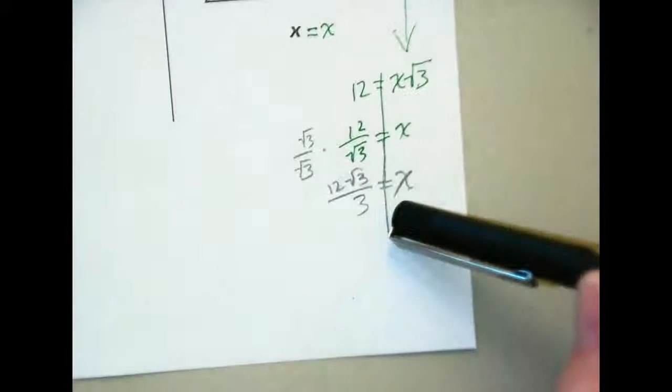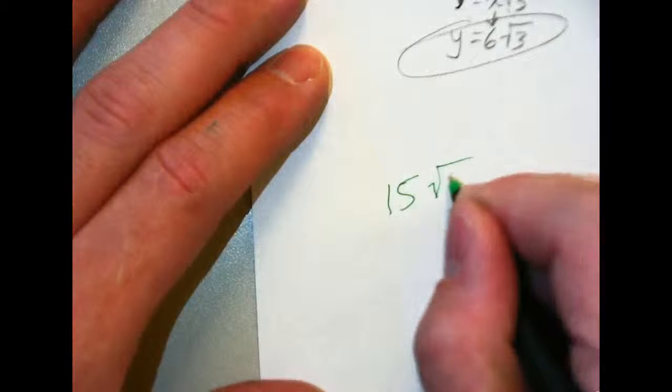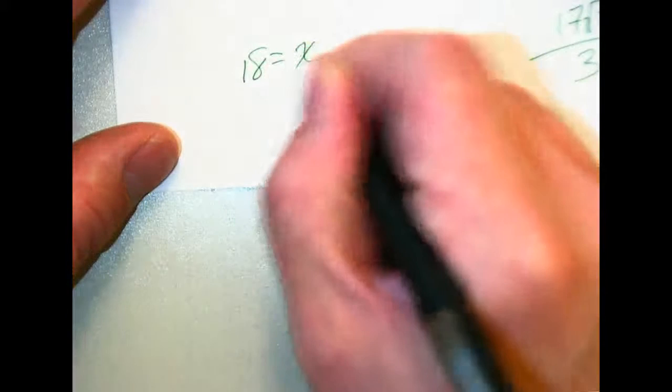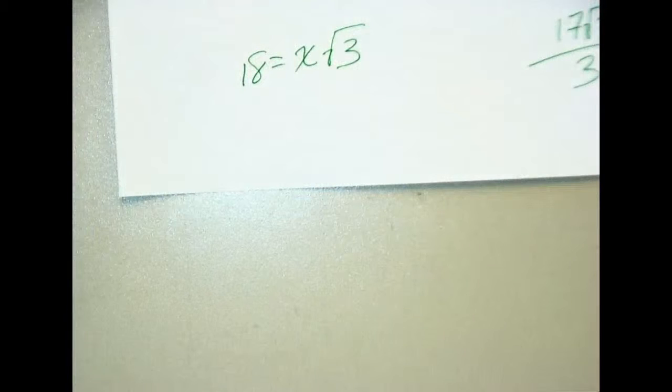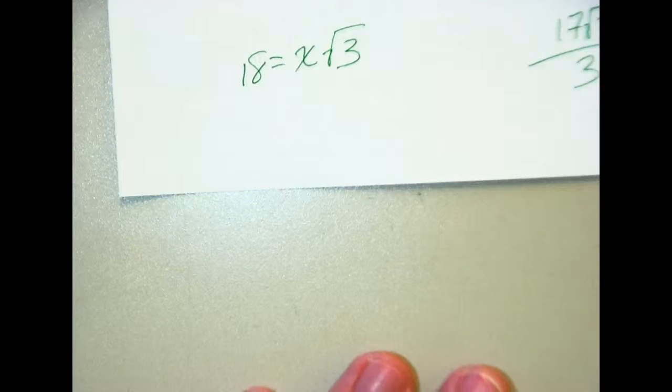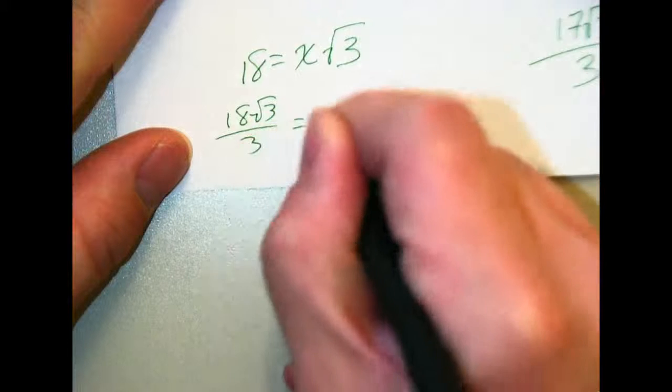Okay, so before we go there, let's do 18 equals x root 3. Okay? 18 root 3 over 3. So how many have it? All right, so it's 18 root 3 over 3 equals x, right?